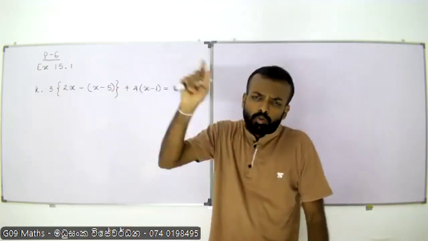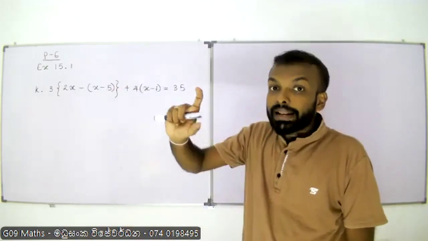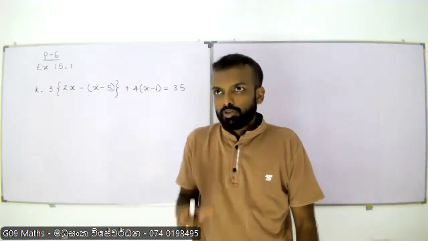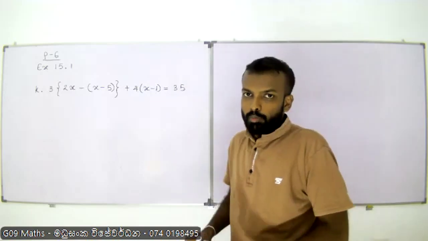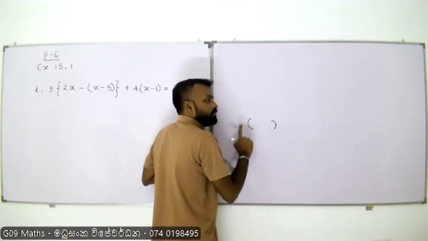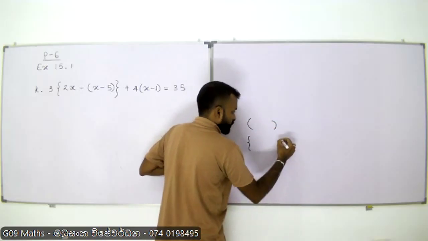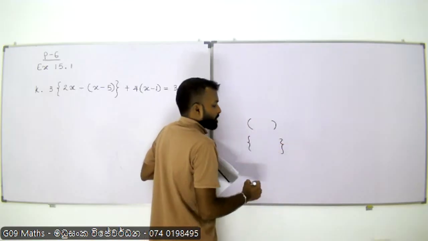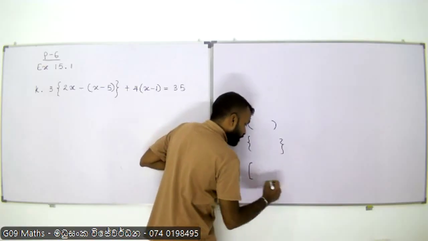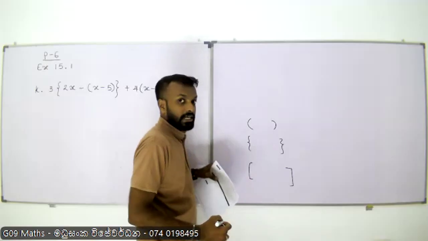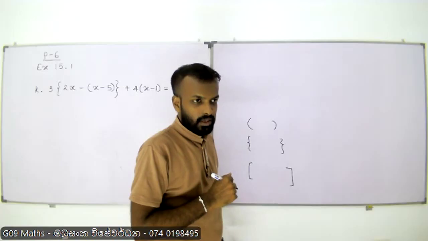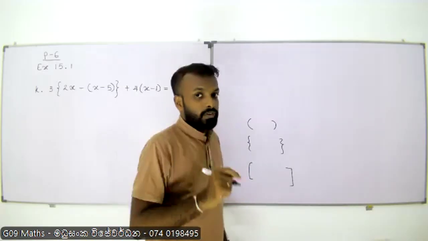So how am I going to remove the brackets? First of all, I am going to remove the parentheses. Then I am going to remove the curly brackets. So that is the sequence. Normally we use parentheses first. After using parentheses, we use curly brackets. Then after using both of these inside, finally we use the square bracket. That is the sequence. That is the order I told you at the beginning of the lesson.